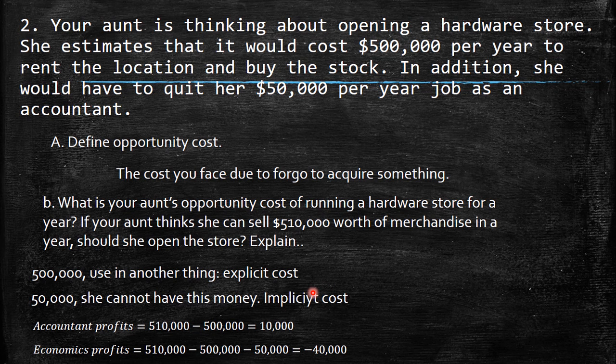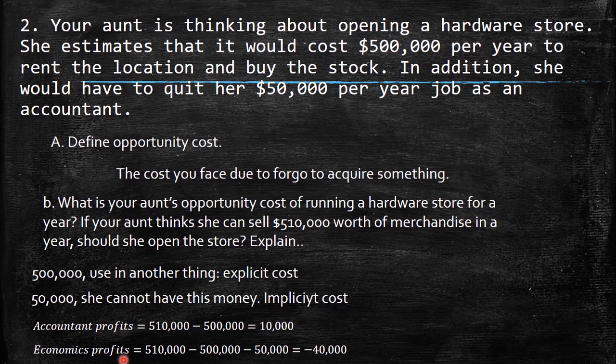So here we can think about two kinds of benefits. Accountant profits means just the flow of money. The first one is going to be $510,000, which is the income that my aunt will sell, minus the cost of the rent, which is going to be 500,000. So this is going to be the benefit.